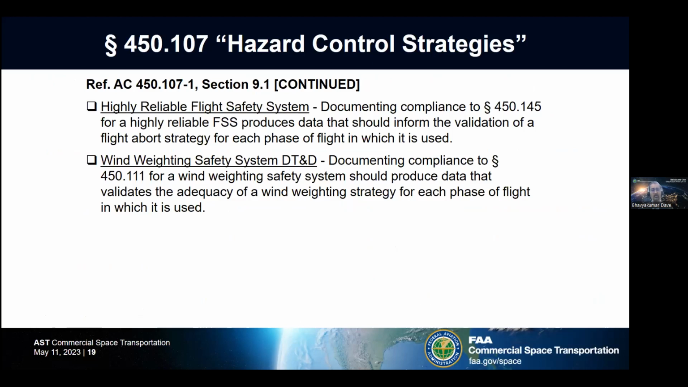Okay, so the last two types of sources for compliance data that support the validation of the adequacy of a hazard control strategy are highly reliable FSS, flight safety system data, per 145, or wind weighting safety system design, test, and documentation data per 111. So for the highly reliable FSS data, compliance data from 145 can be utilized by the applicant to support the validation of a flight abort hazard control strategy for each phase of flight where 108 is utilized to assure public safety. And similarly, for 111, when wind weighting, any compliance data for 111 can be utilized by the applicant to validate the adequacy of a wind weighting strategy for each phase of flight where 111 is utilized. Okay, next slide, please.